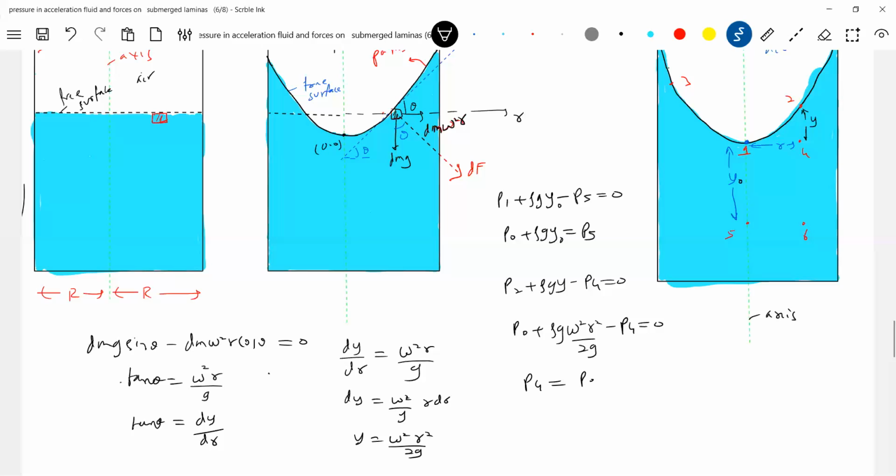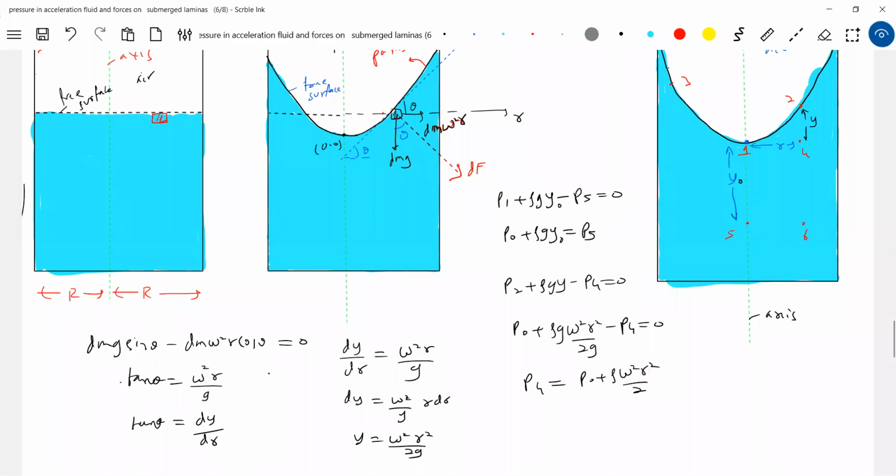This is the expression for Y; rho and g will get cancelled. Rho omega square r square by 2. Look at our pressure. It varies radially. So as you move away from the axis, the pressure will increase. That's what the r is. Okay, now I got pressure at 4.